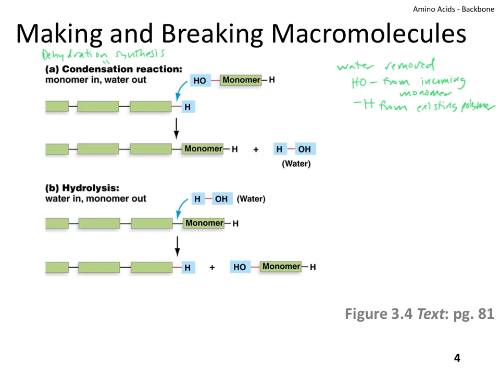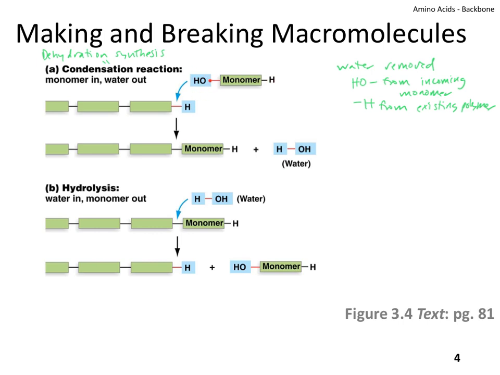And so basically exactly what happens here is we're going to check out that here's our existing polymer, and we're going to add this new monomer to it. This incoming monomer, which we see here, has more chemical structure that we're going to ignore, but on one side it has a hydroxyl group hanging off the side. It's got a hydrogen over here.